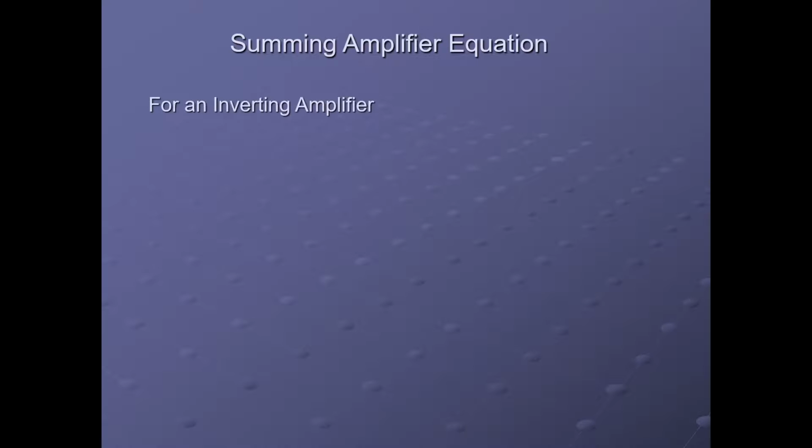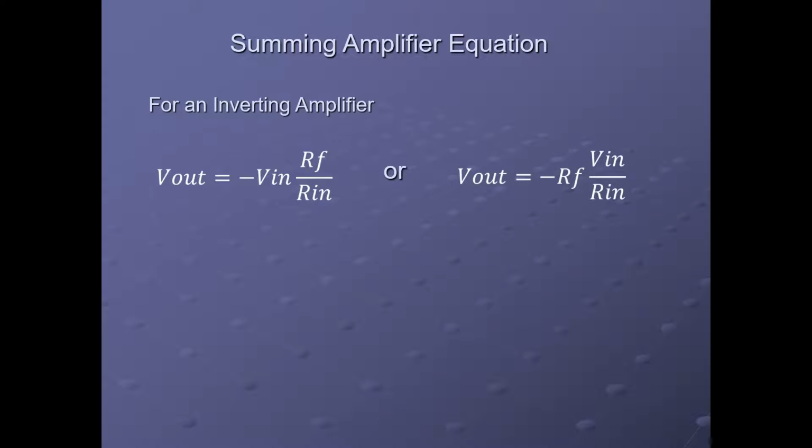So there's your summing amplifier equation. For an inverting amplifier, V out is whatever goes in multiplied by the gain. So V out is minus V in times RF over Rin. I can change that around and put the RF at the front. All I've done is swap the position of RF and V in. So V out is minus RF, V in over R in. You get exactly the same number. It looks different, but it's exactly the same equation.